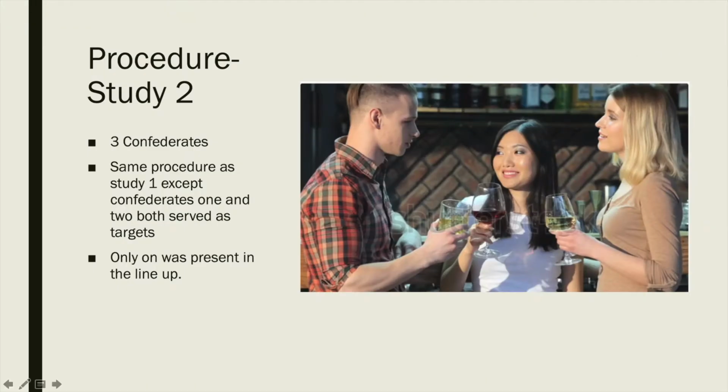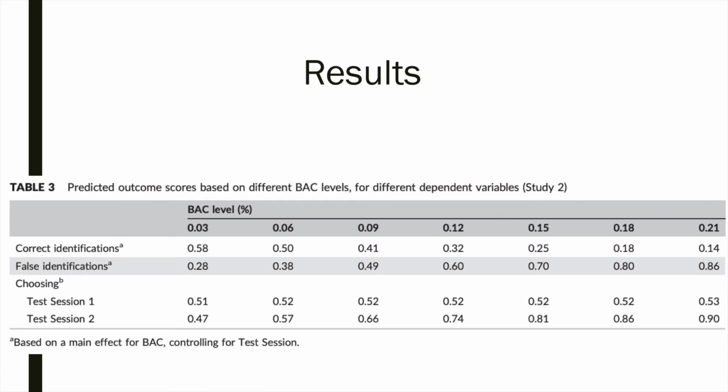Study 2 is fairly similar to study 1, except there are 3 Confederates involved and there are 2 targets. So this time, after the conversation, the targets leave, and the Confederate will then present them with a lineup where only one of the targets is actually present, and they've got to decipher which one it is.